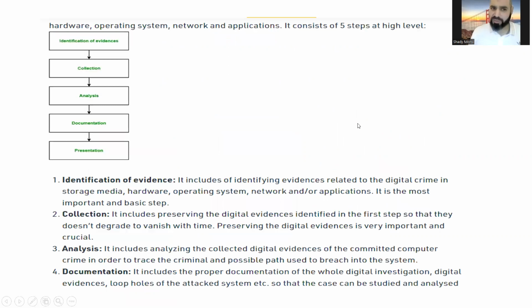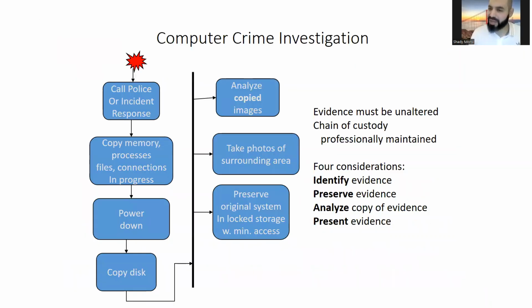Okay, one thing that you need to do to remember what I just explained to you in this diagram, guys, is that it's called the digital forensics methodology. As yesterday we said there is an incident response methodology.